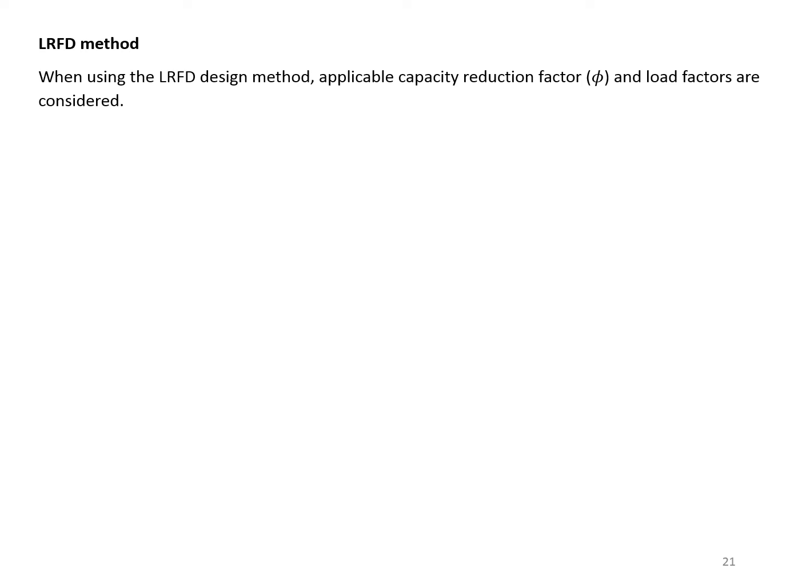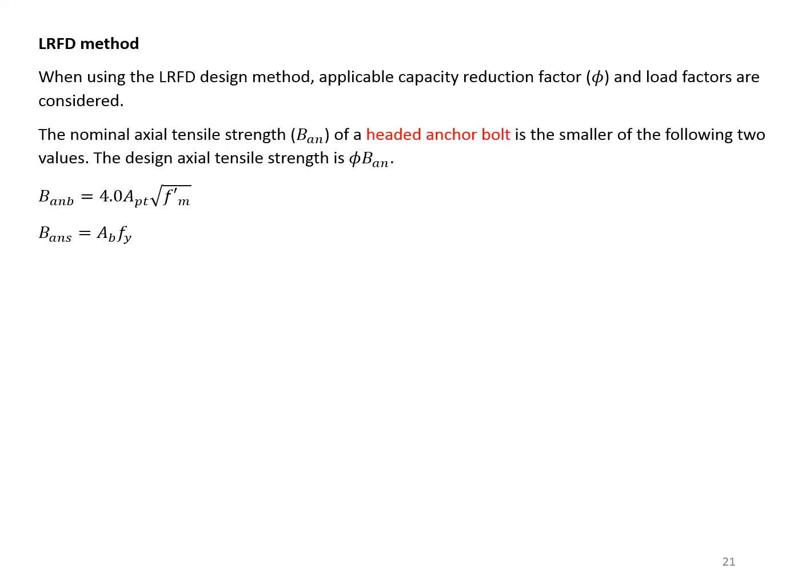The LRFD method. When using the load resistance factor design method, applicable capacity reduction factor phi and load factors are considered. The nominal axial tensile strength BAN, notice that the subscript n is used because these are nominal capacities, of a headed anchor bolt is the smaller of the following two values. And the design axial strength is phi multiplied by the smaller of the two values.